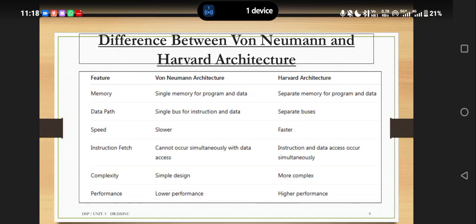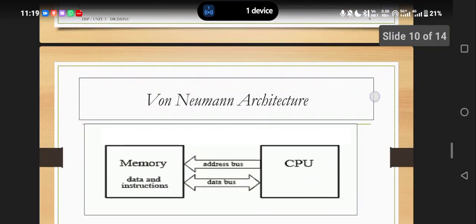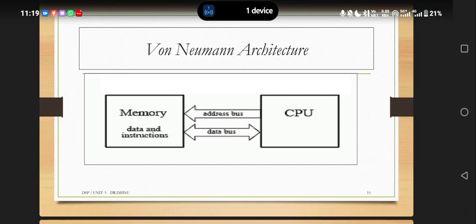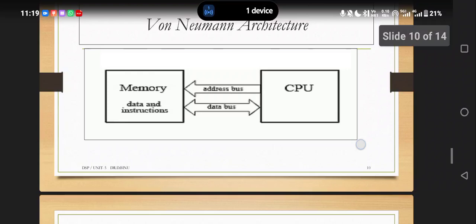Speed: when we compare speed, von Neumann architecture is slower because a single memory shares the program as well as data, so instruction fetch cannot occur simultaneously with data access. In Harvard architecture, it is faster; instruction and data access occur simultaneously. Complexity: von Neumann is simple in design, Harvard is more complex. Performance: von Neumann has lower performance, Harvard has higher performance.